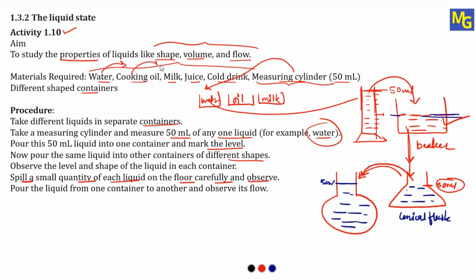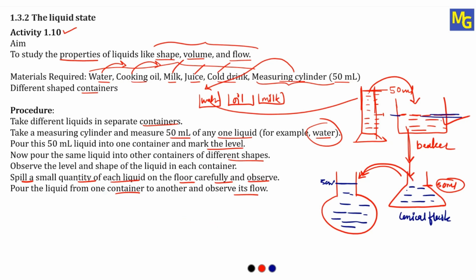Now spill this cooking oil on the floor and observe the speed of the oil on the floor. Same thing you can repeat with milk, juice, cold drink, etc. Pour the liquid from one container to another container and observe its flow. So you have to repeat both the procedures, like taking 50 ml and transferring from one container to another container, and spilling of these liquids on the floor.